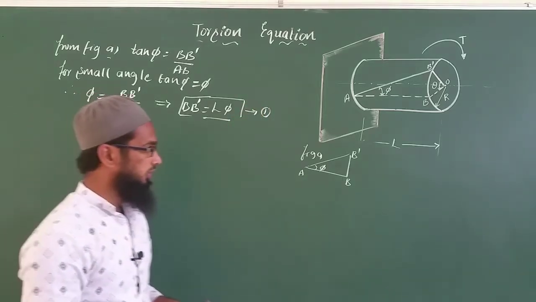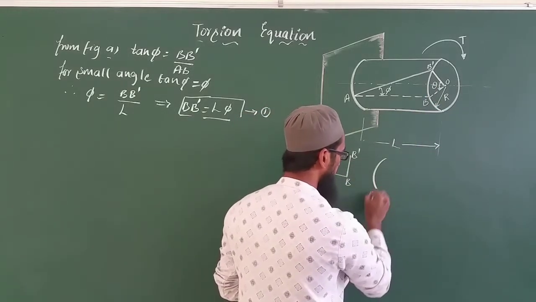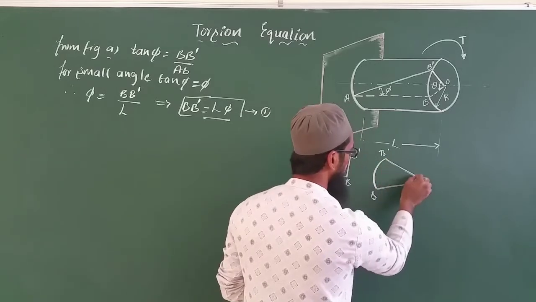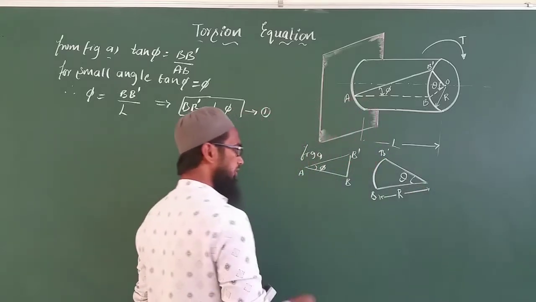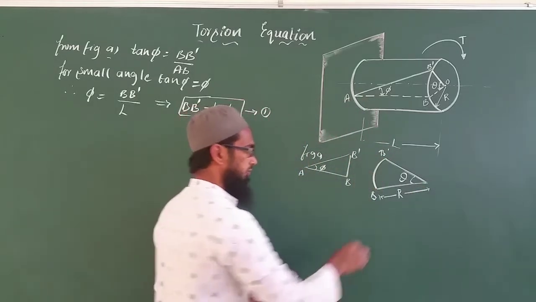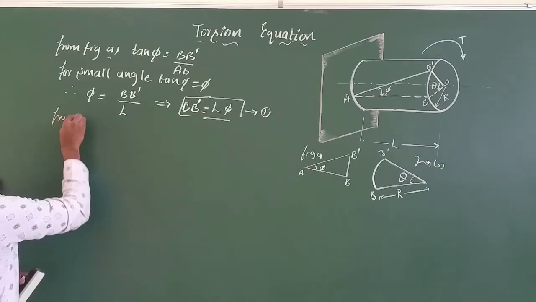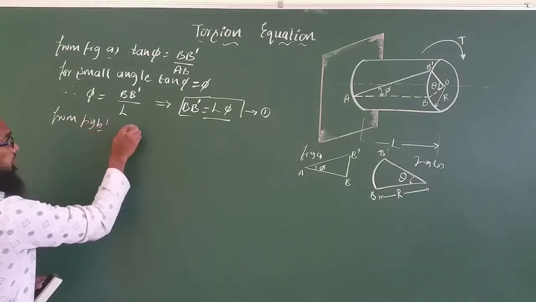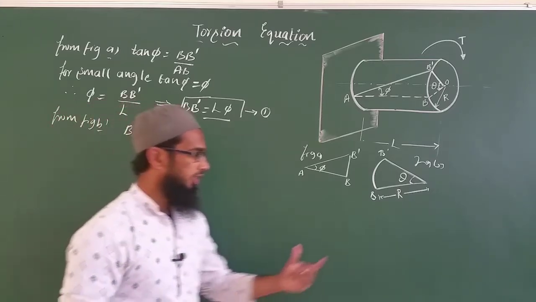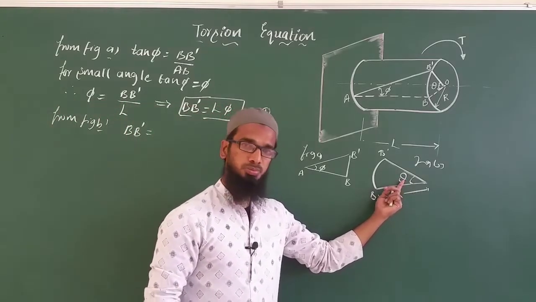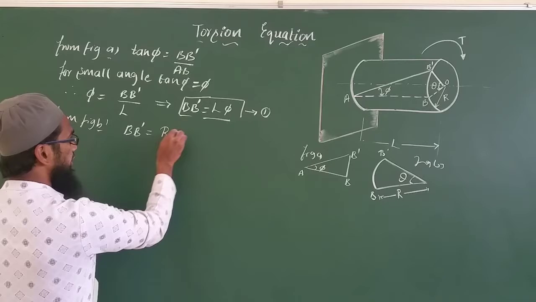Now there is one more figure, if I see from this side. We have an arc, B B dash, which makes an angle theta, the angle of twist, whose radius is R from the center. Let us call this figure B. From figure B, BB dash is nothing but the length of the arc, which is given by the radius into the angle subtended by that arc, that is theta. Therefore I can take this BB dash as R into theta.